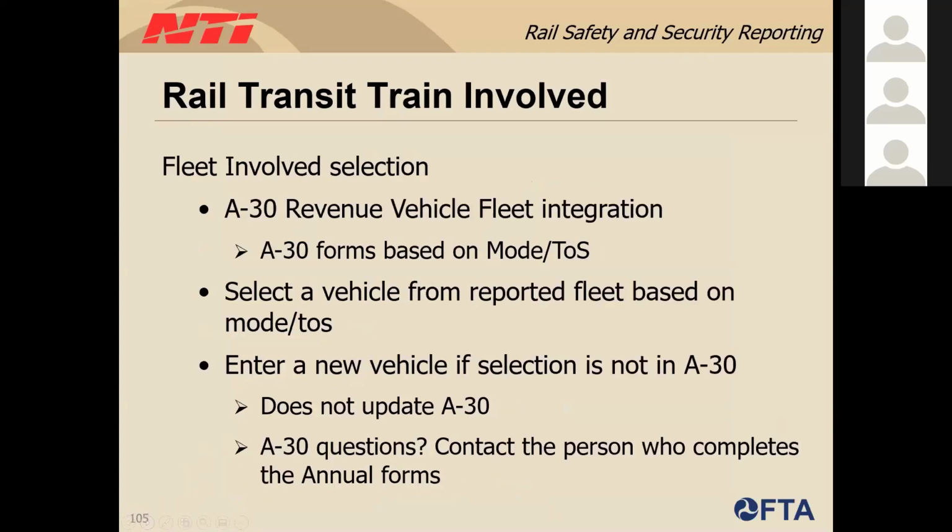The fleet involved section integrates with your agency's most current A30 revenue vehicle inventory form. There are separate A30 forms for each mode and type of service. With this integration, you will choose a vehicle from the list of available options. When the selection is made, the vehicle manufacturer and fuel type is already part of the selection, thus eliminating making an incorrect selection. Please check the A30 to ensure your vehicle is in the fleet.